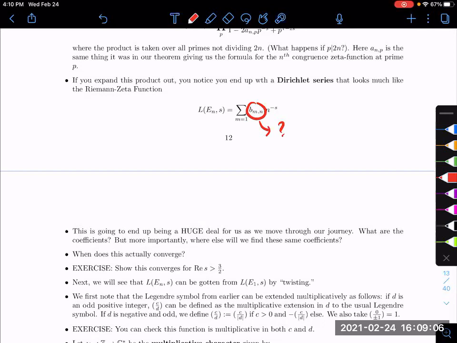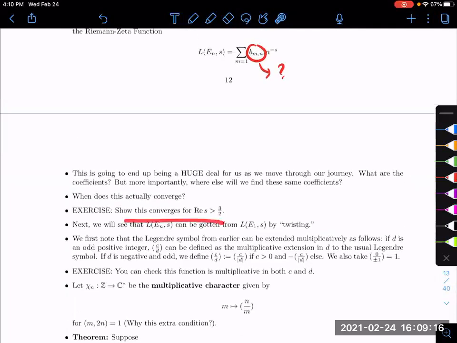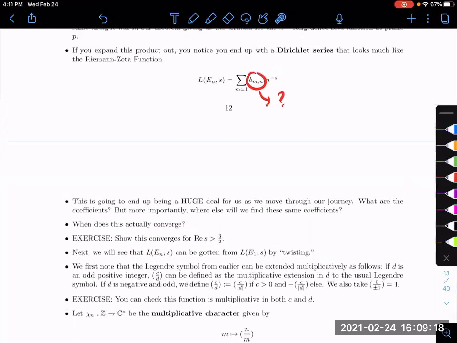There are more pressing immediate questions than this, though. Like, this is an infinite series, right? When does it even converge? So I'll leave it to you to check. It's like 2 or 3 lines. You can show this converges as long as the real part of s is bigger than 3/2, right? So we're at least converging on a right half plane in the complex plane. So here's the complex plane. Here's 1, here's 2. We're at least convergent to the right of this.